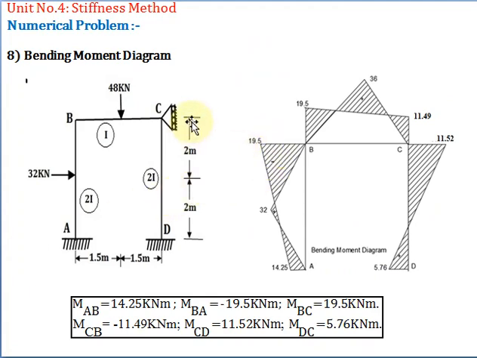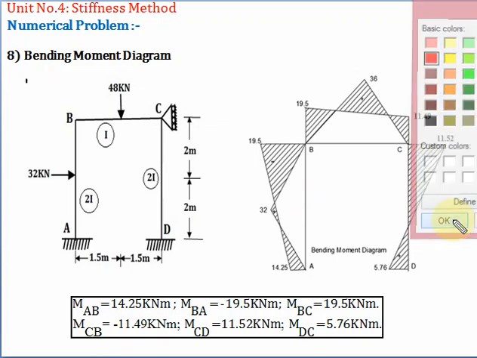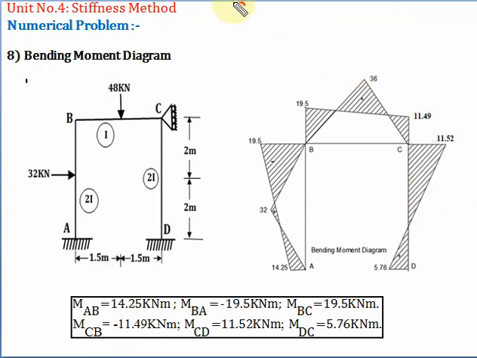Now after calculating the moment in the respective members, the last step is to draw the bending moment diagram. Here are the values of the bending moment. Now here you have to apply the sign convention. If the moment is negative, then it will act in anti-clockwise direction, and if the value is positive, that means that moment will act in clockwise direction.